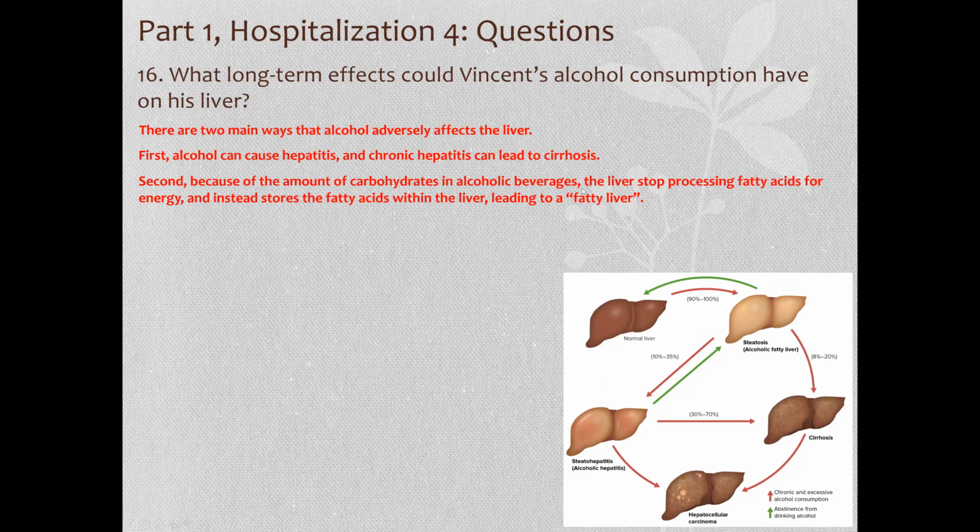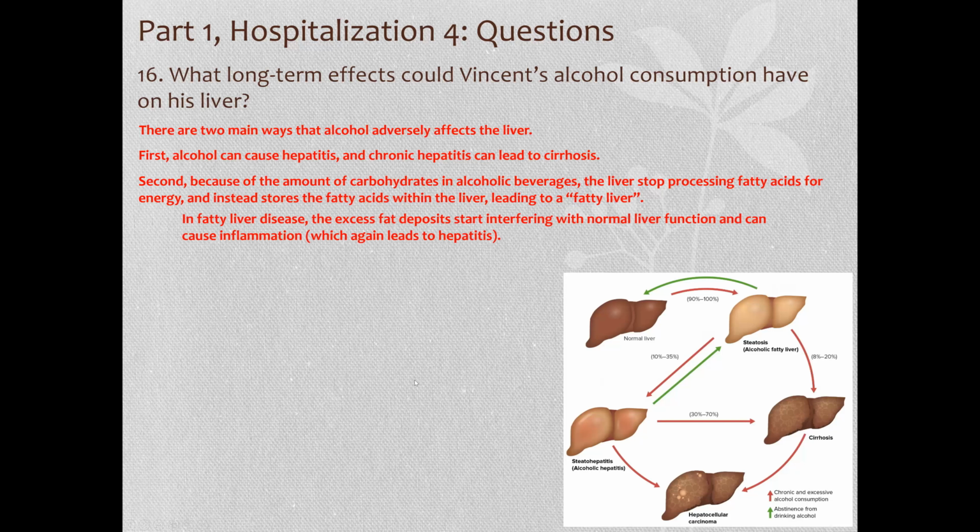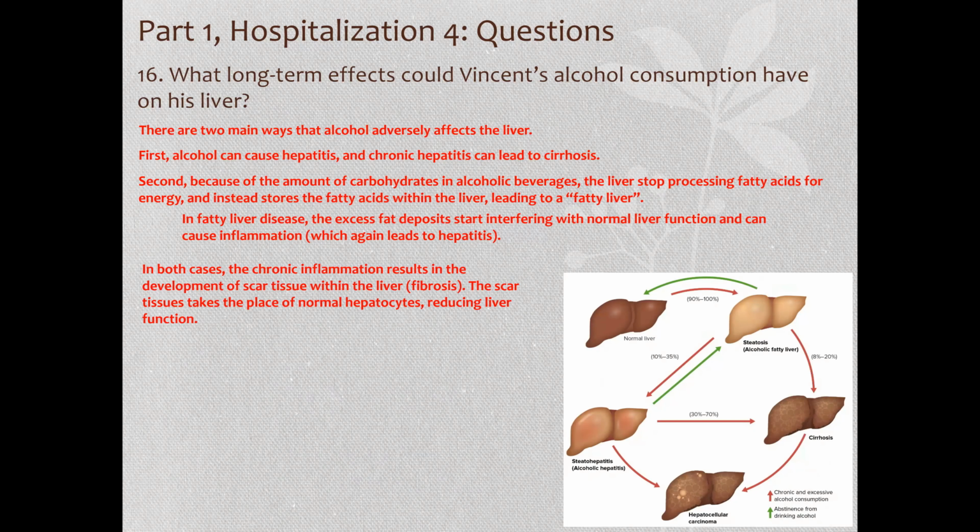You can also get a fatty liver from just consuming a lot of sugar in your diet. In fatty liver disease, the excess fat deposits start interfering with normal liver function and can cause inflammation, which again can lead to hepatitis. In both cases, the chronic inflammation of the liver will eventually result in the development of scar tissue within the liver, which is called fibrosis. And the scar tissue will take the place of the normal hepatocytes, which reduces the overall liver function.